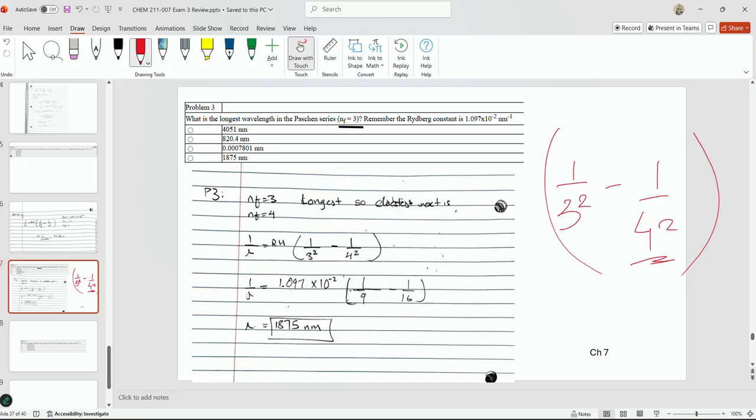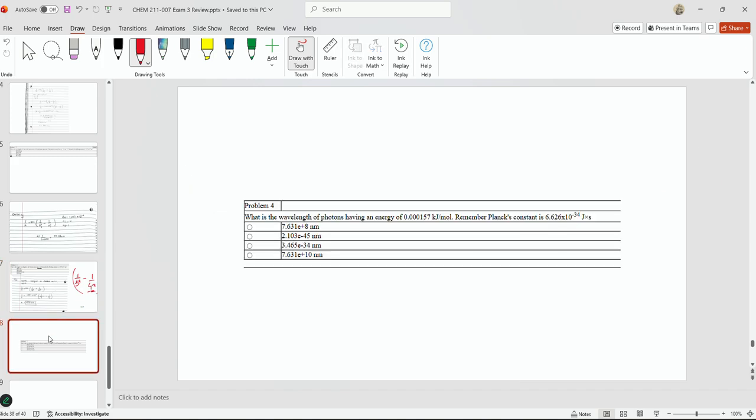Okay, that makes sense. So you'd say the longest wavelength is like the smallest energy transition. Yeah, basically. So he's just asking for which one's the longest. You just add one to it, and you just do the same thing as problem number 2. All right.